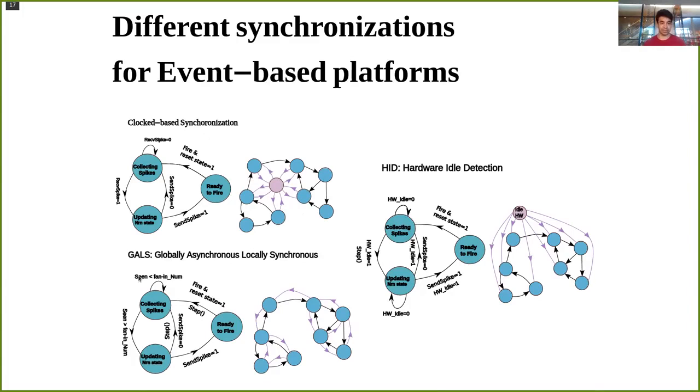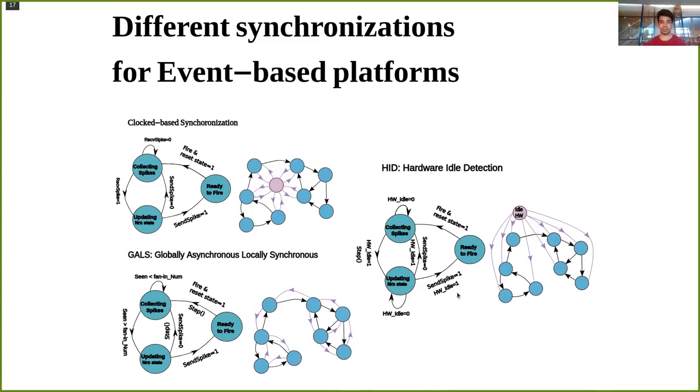The second one is GALS, globally asynchronous, locally synchronous. We don't have a global clock device like the previous one, but we have local mechanisms. It means that each neuron, for example, should check how many inputs it has, and we need to define a counter in each neuron to check the number of input spikes.